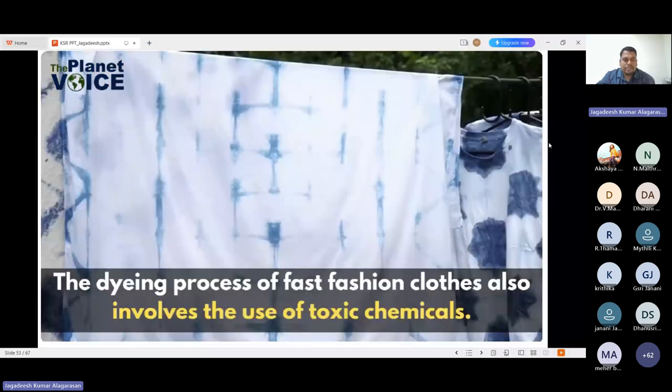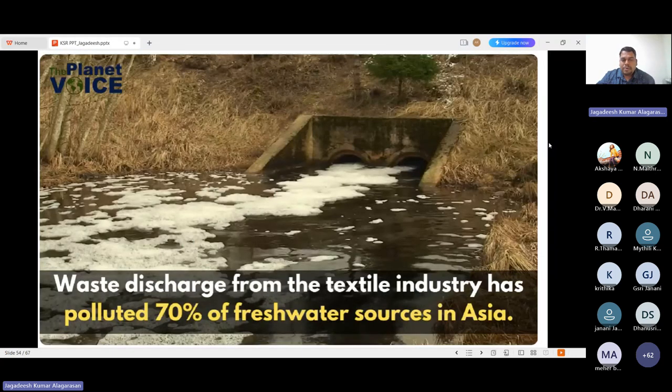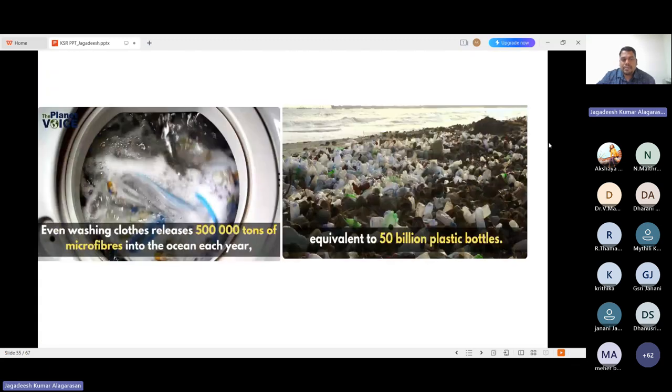Let's think about this. The dyeing process of fast fashion clothes also involves the use of toxic chemicals, and waste discharge from the textile industry has polluted 70% of freshwater sources in Asia. So even washing clothes releases 500,000 tons of microfibers into the ocean every year.